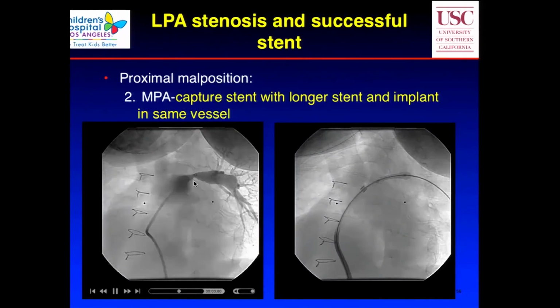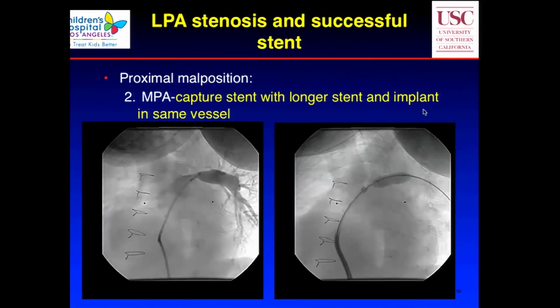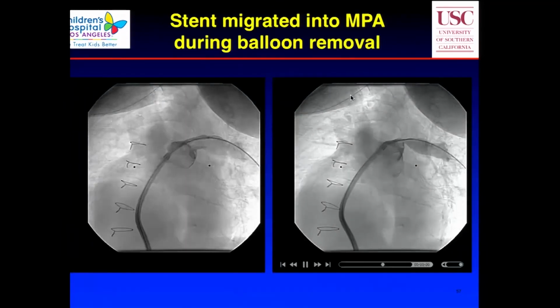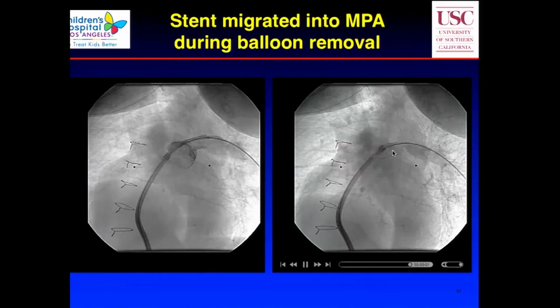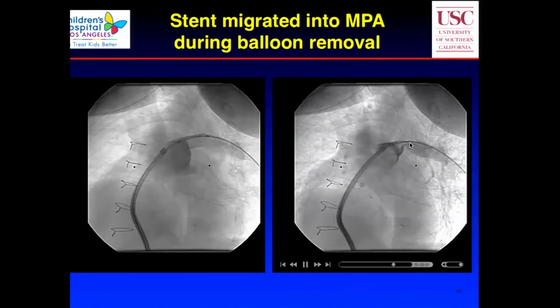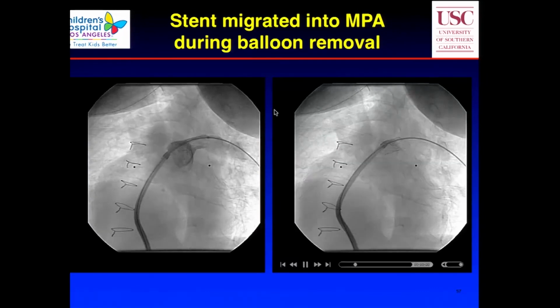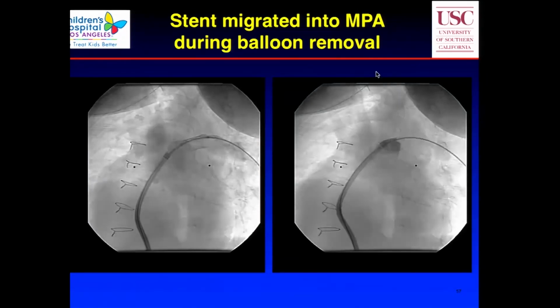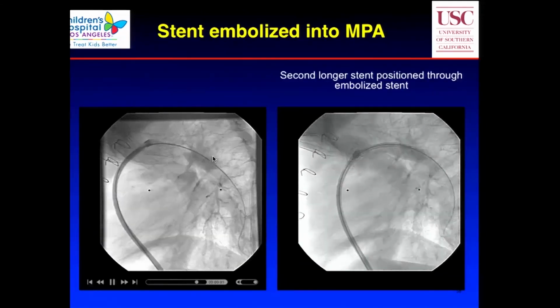So here's an example of a stenosis. My colleague inflated a stent. He was very happy. So guess what? He pulls the balloon out, and this is the picture afterward. Again, remember I said it's not over till it's over? So by the time he pulls the balloon out, the stent is in the MPA. It's no longer at the stenosis. And that was because he didn't use that technique of making sure the balloon comes in without dragging the stent back.